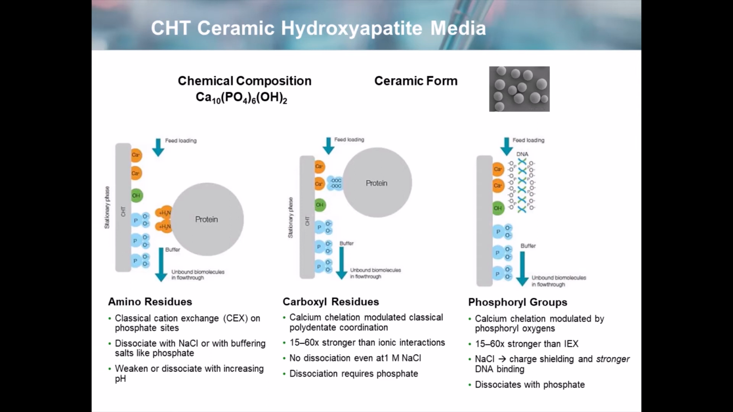CHT is known as a good media for the clearance of nucleic acids from the cell culture. It's because of the strong interaction between the calcium ions and the phosphoryl groups on nucleic acids. Hydroxyapatite has been used for protein purification for decades, and Bio-Rad is the first one to introduce the ceramic form of hydroxyapatite for process purification because of the stronger mechanical strength, and the spherical particles can be easily packed into large columns used in downstream production.